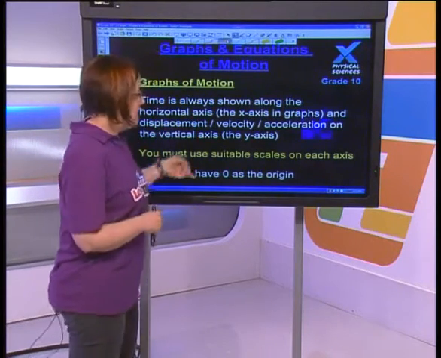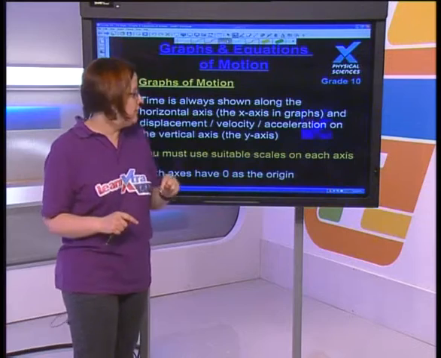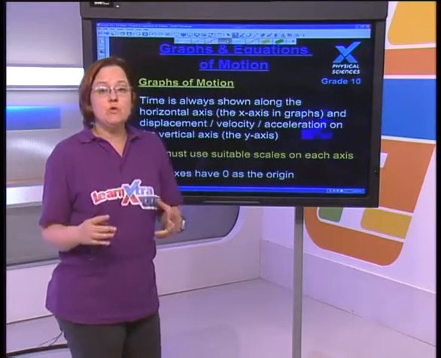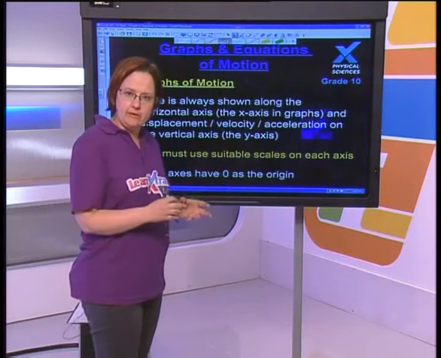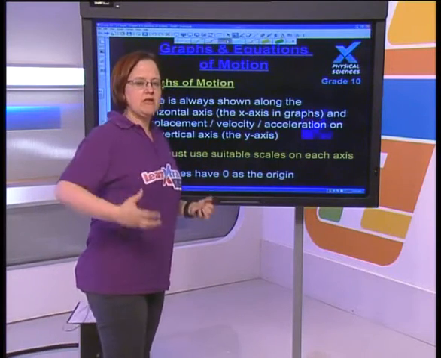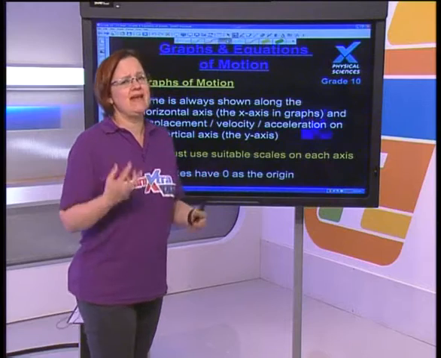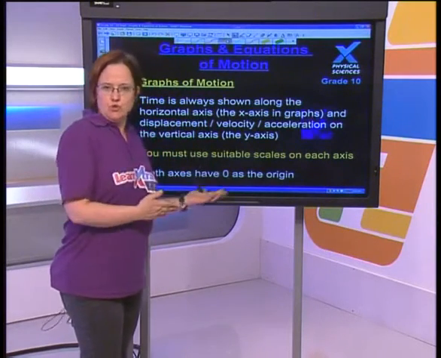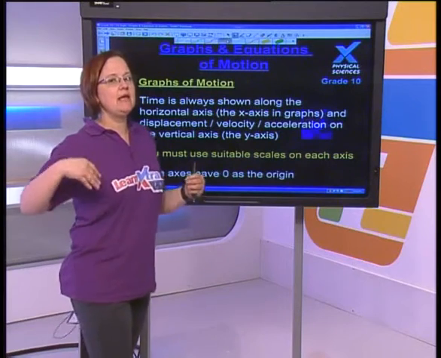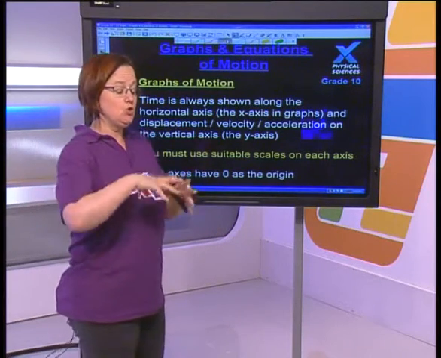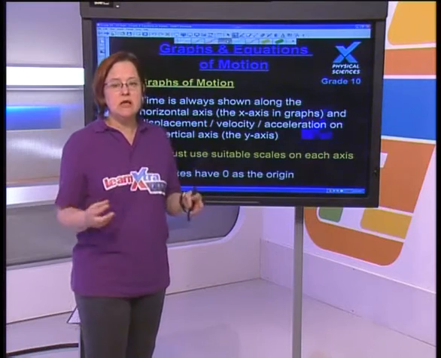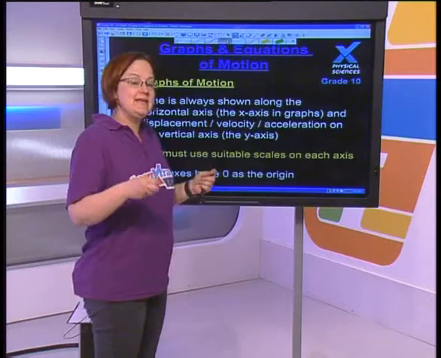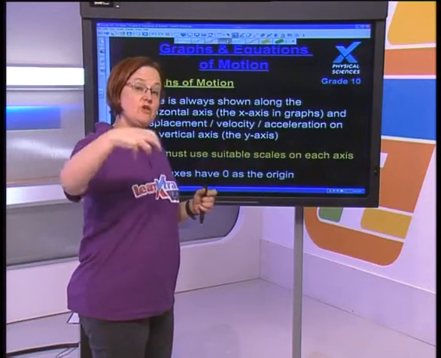First of all, time is always shown along the x-axis, the horizontal axis. That's really, really important. Time is what we call our independent variable. So when it comes to equations and graphs, time is the thing we actually have the most control over. I'm hoping you saw this last week: when you use a ticker timer and ticker timer tape to create your graphs or look at the equations, time is the thing you have the most control over. So that's why it becomes your independent variable. It's the thing you control.